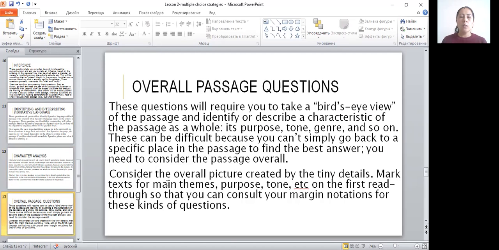For such kinds of questions, you should be very careful, because to find the answer you should comprehend the whole passage thoroughly, and it will be easy for you to find the answer. So you should see the overall picture created by the tiny details. For example, themes and details should not be overweighted.